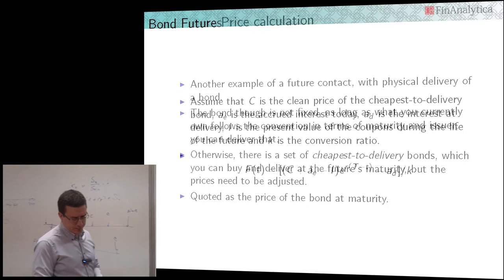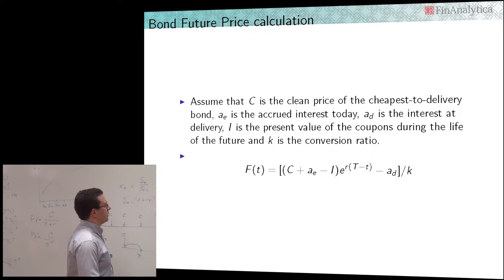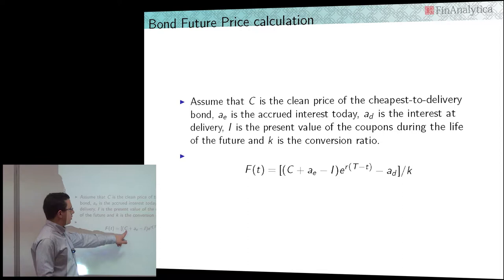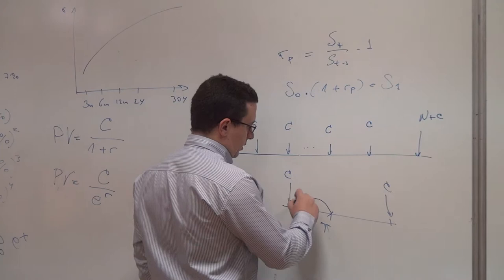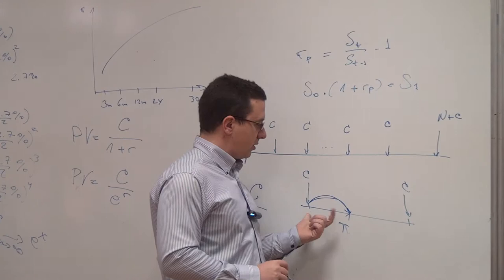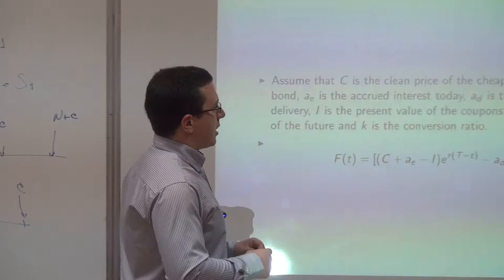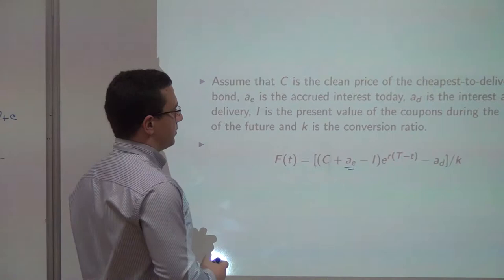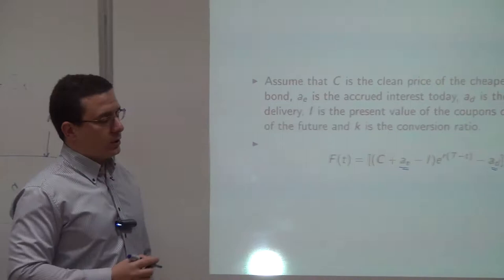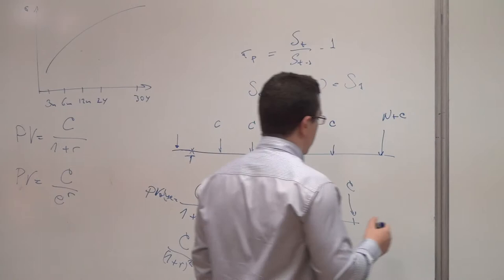And the actual price of a bond future depends on the clean price of the bond and the accrued interest. The accrued interest was basically this thing here. So between the start of the current payment period up to today, and actually we have two accrued interests. One is this one, which is for today, and the other one is this one, which is for the day the bond future will mature. So basically you are looking at something like this.